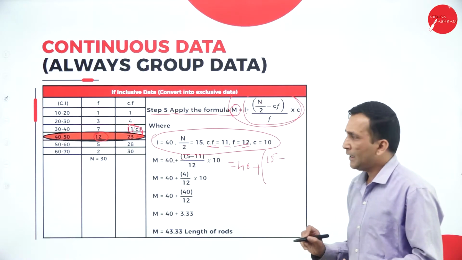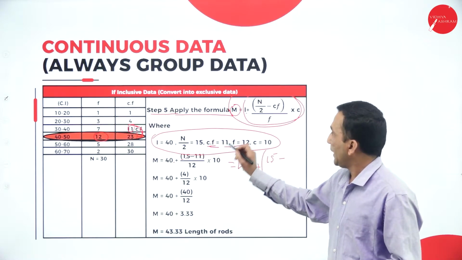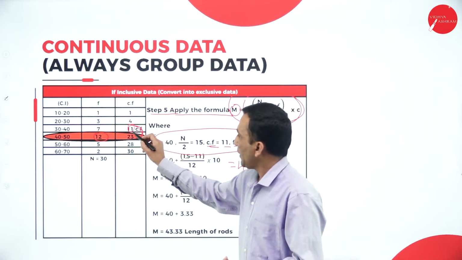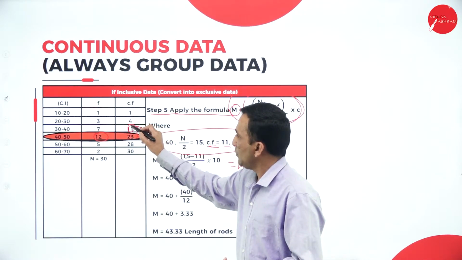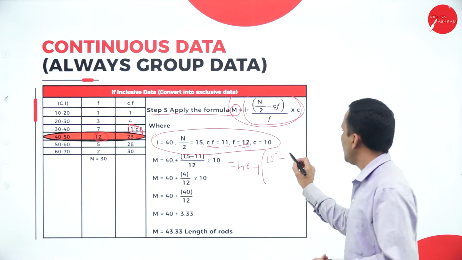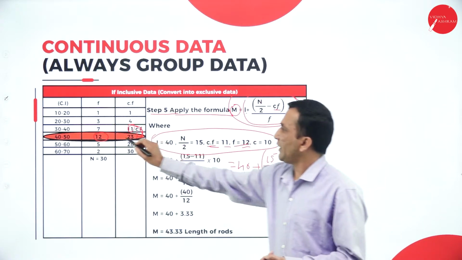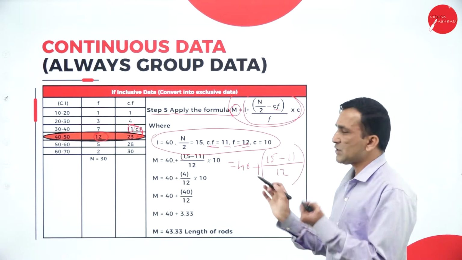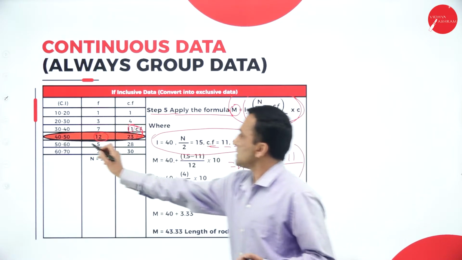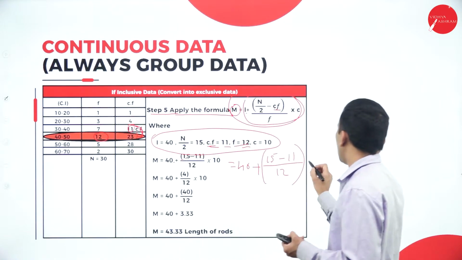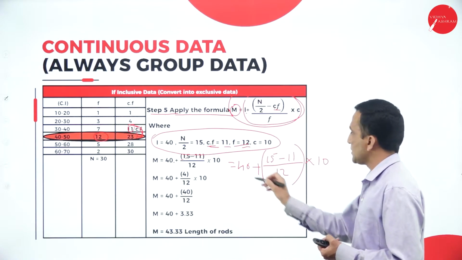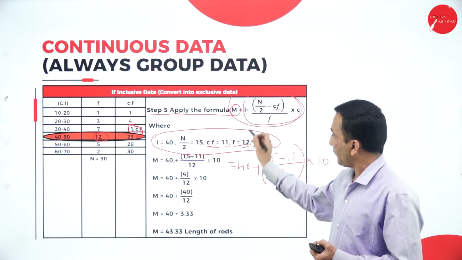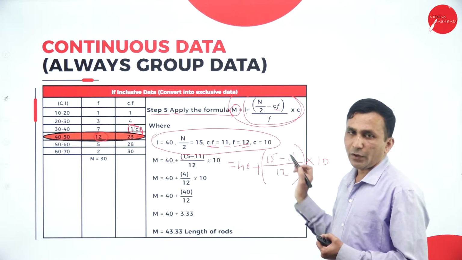So 11, 15 minus. Again, see: 40 plus, in the n by 2 place, I am getting 15. Minus sign. Now how are you getting 11? Because in the formula having cumulative frequency, the cumulative frequency you always have to take from the previous class, 11. Now the respective frequency in the median class is 12. Now the class width is C. How much are we getting? We are getting 10. After we identify all the values, we write them according to the formula.